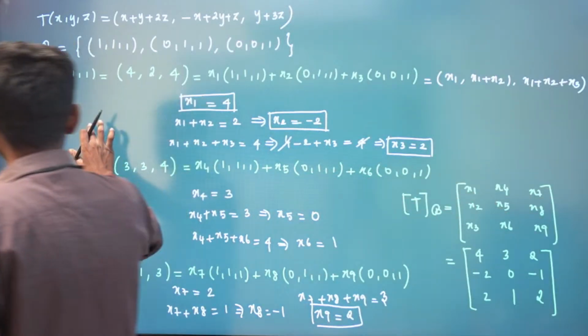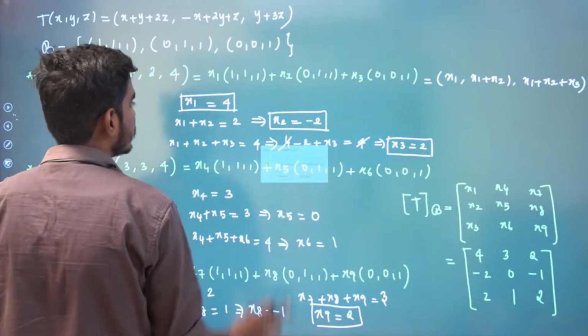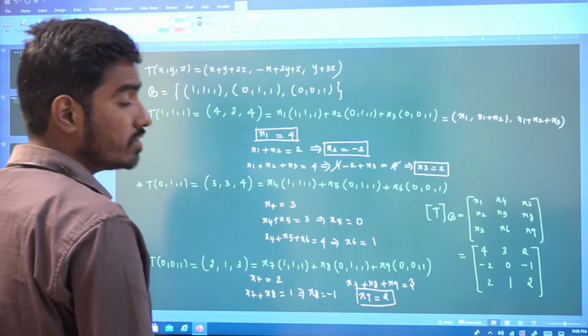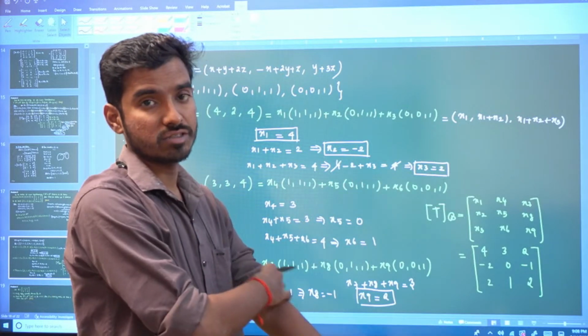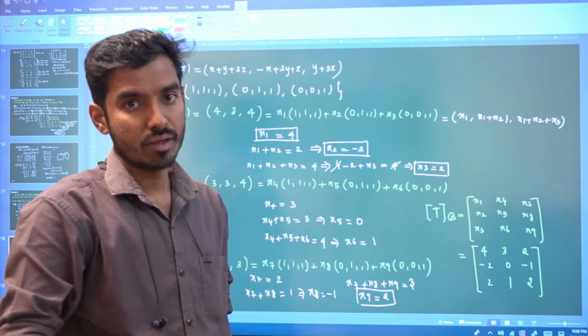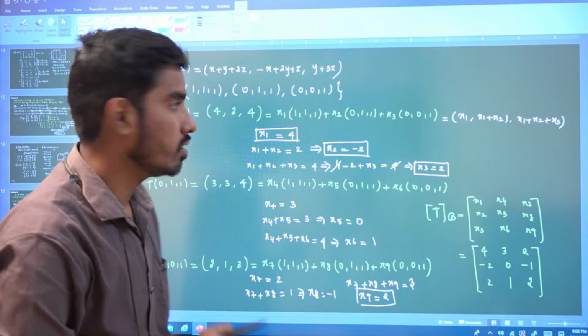Okay. So we have completed three problems. See how easy it is, right? With respect to the standard basis, it is very easy to express: just write the output vector as a column. But if it's not the standard basis, you have to solve, right? Okay.